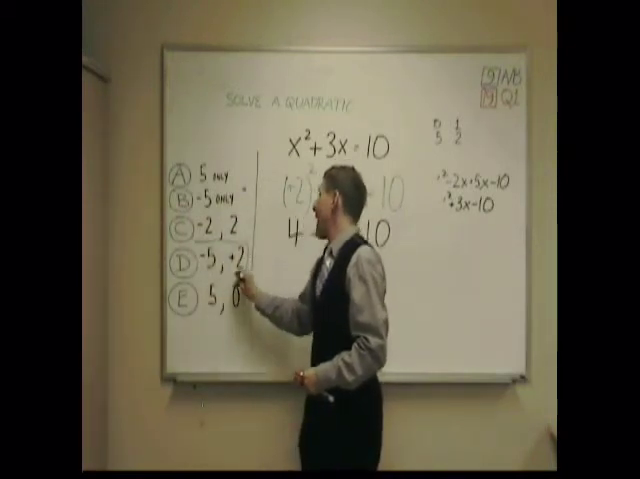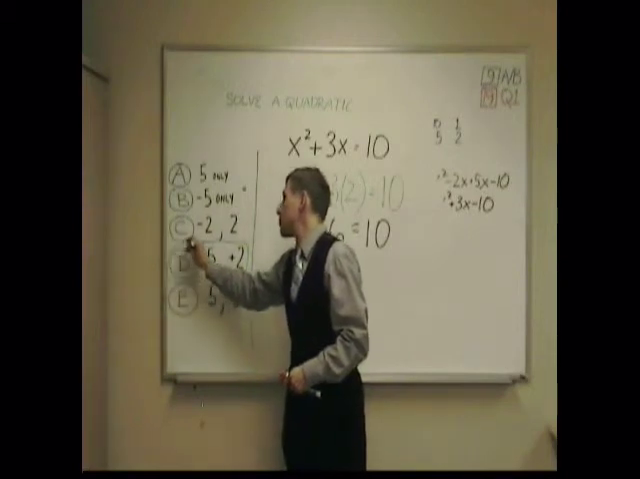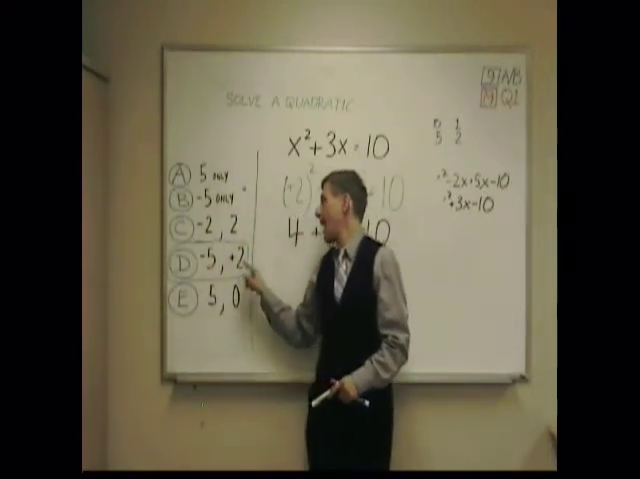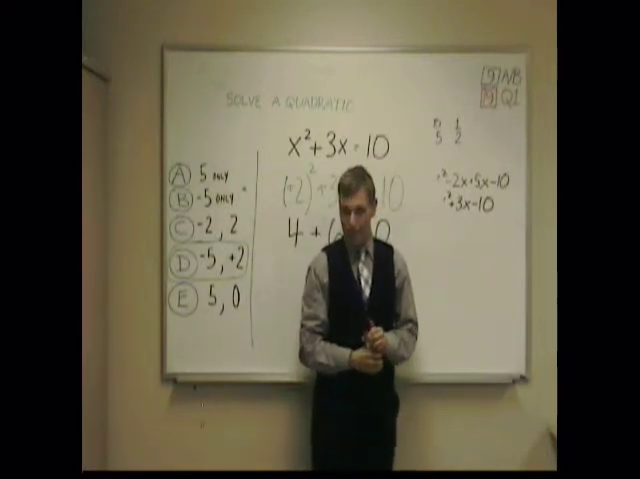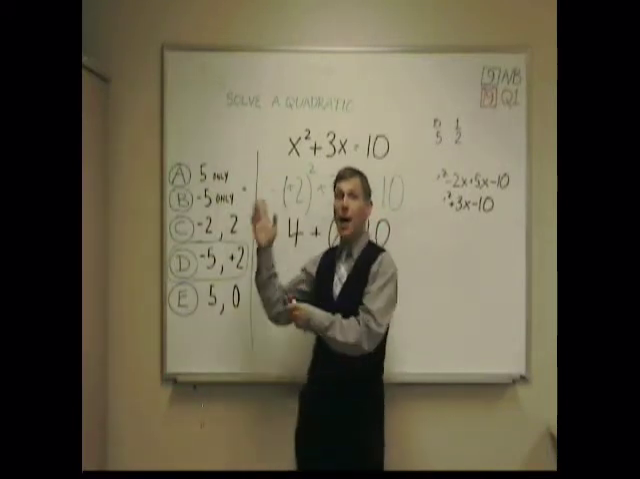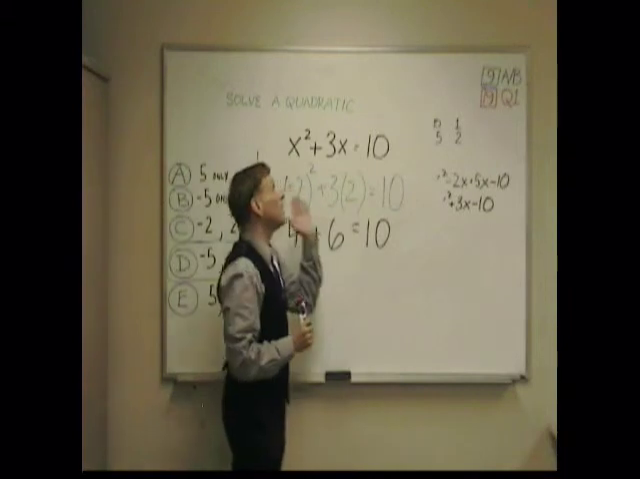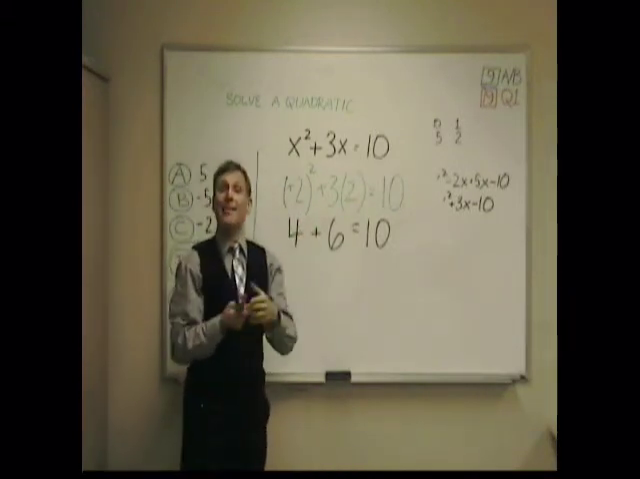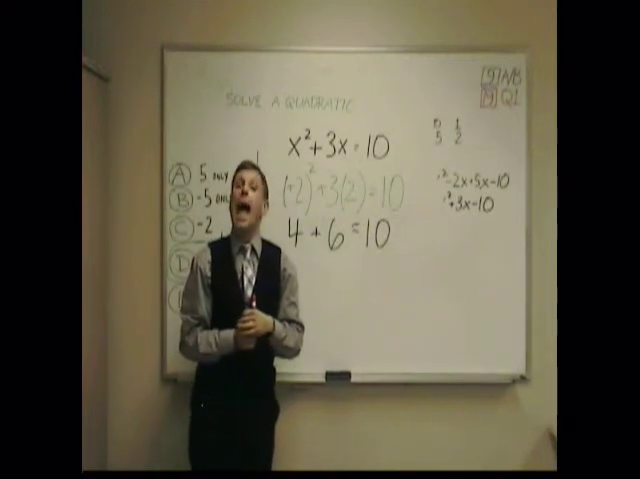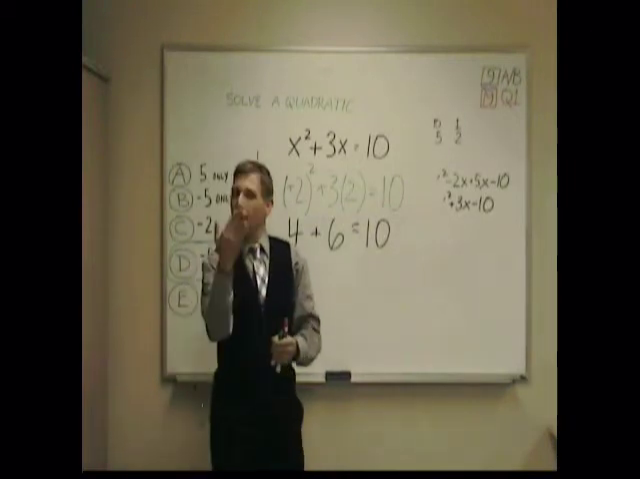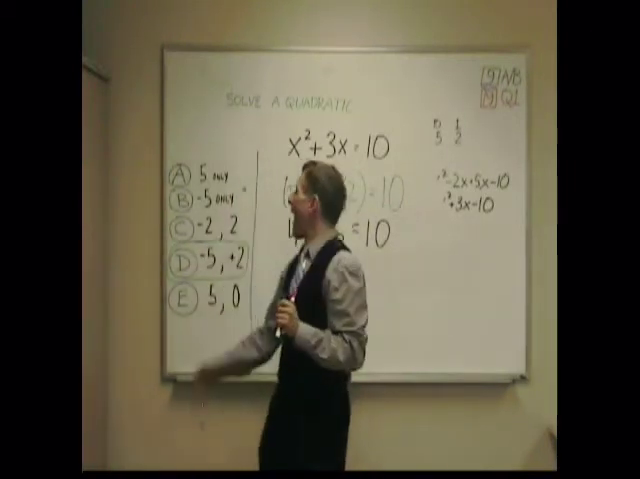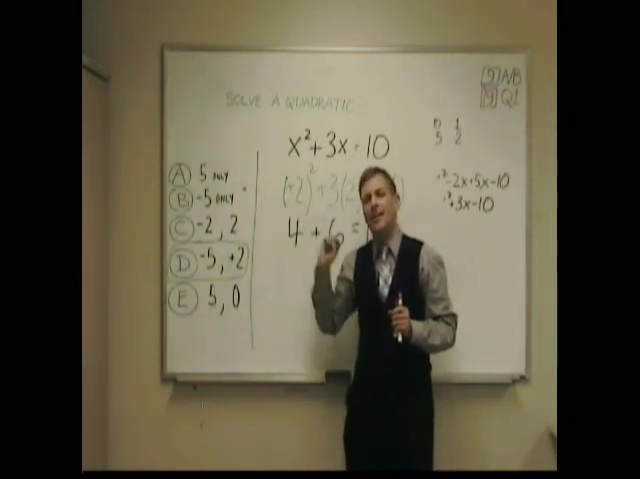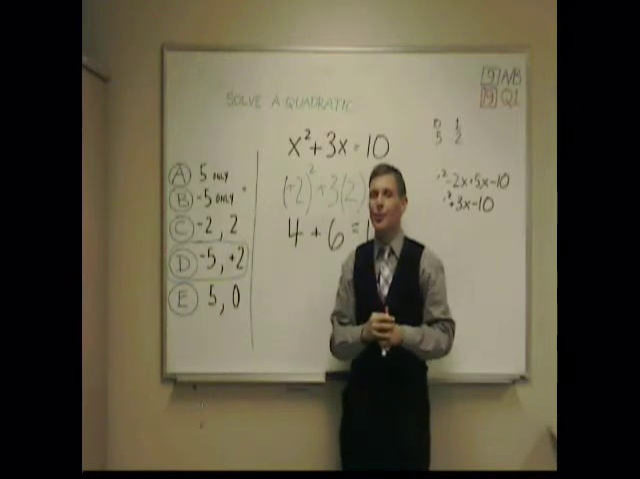So I proved that using substitution with choice D, that -5 and positive 2 both work. Remember, that was the answer I got when I did my quadratic factoring, and then I flipped the signs. I ended up with -5 and +2. But if I forgot that whole format, I could still get the answer testing out each choice using substitution.